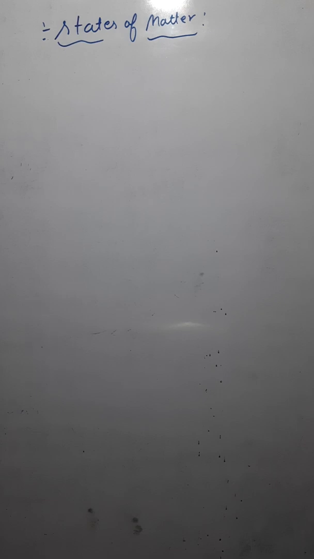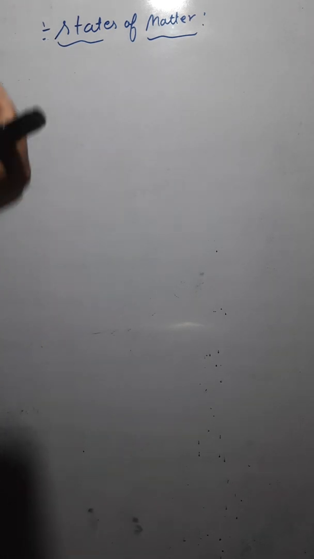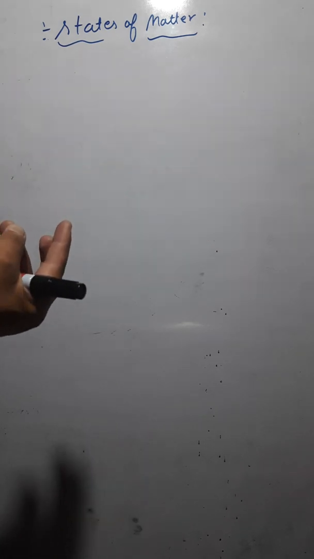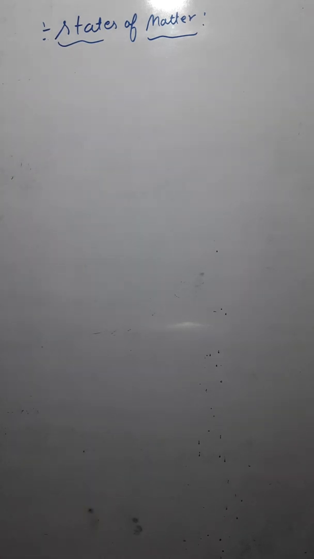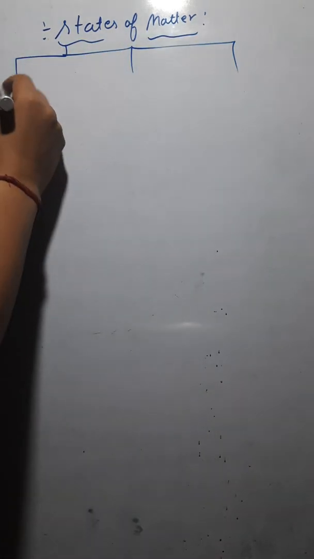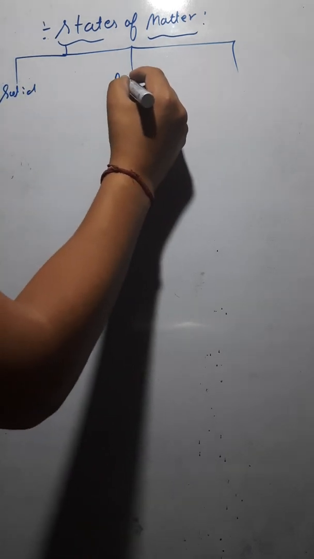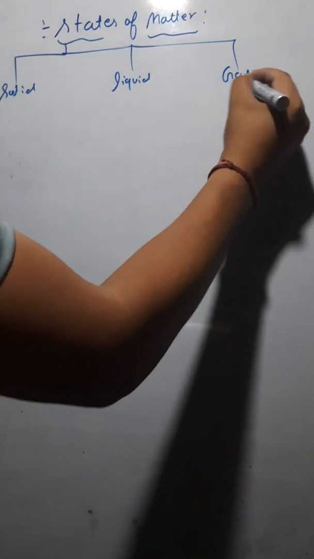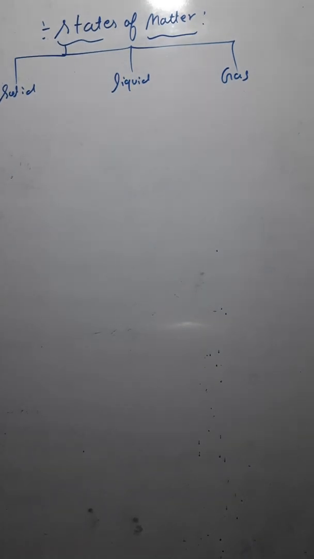If you look at the states of matter, matter exists in three states: some are solid, some are liquid, and some are gases. So these are the three states of matter. What are they? First is solid, then liquid, then gas. Solid, liquid, and gas.